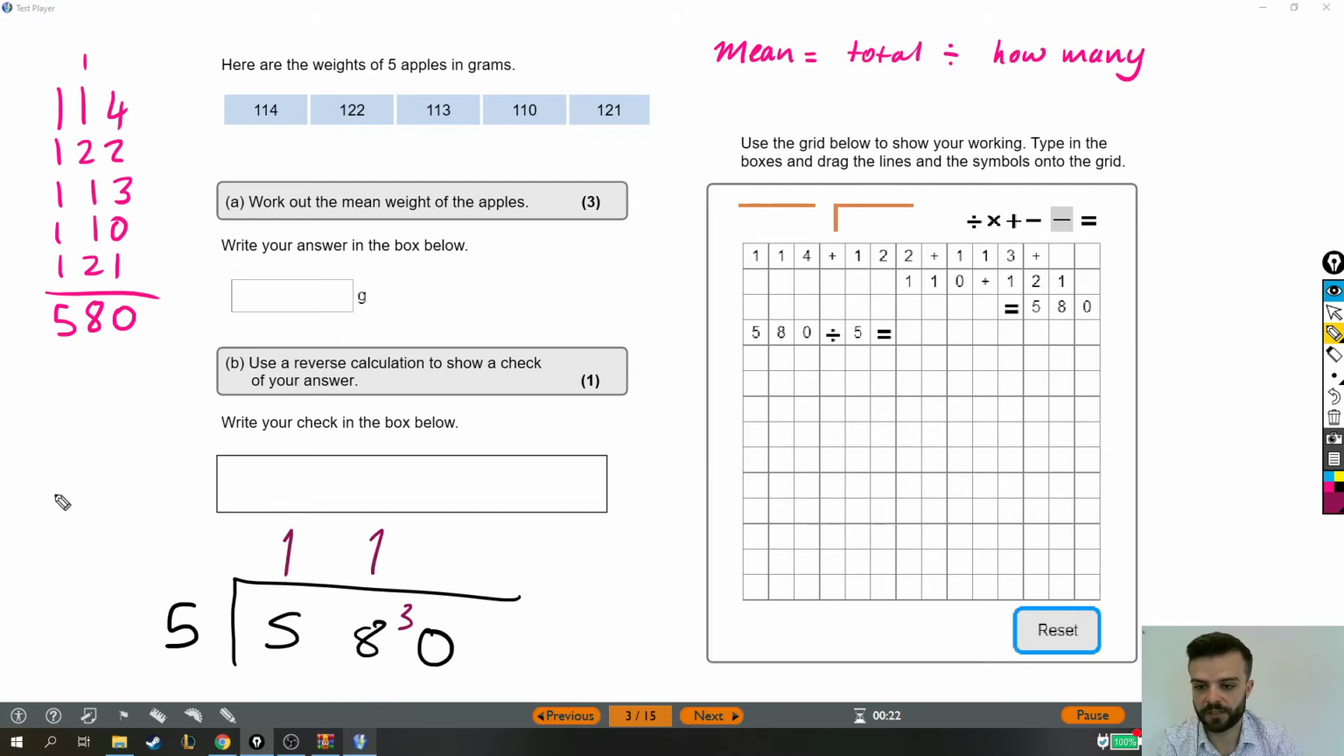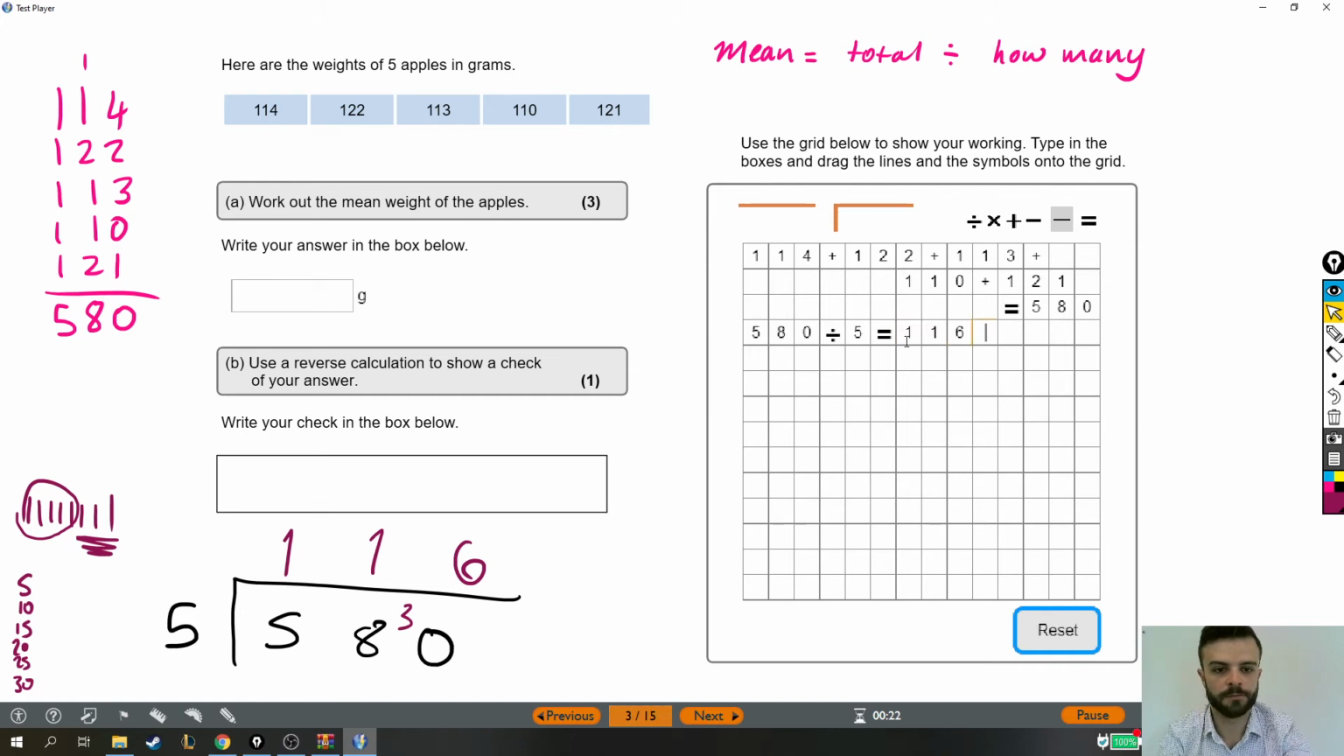If you're not sure why that is, here's a quick picture. 1, 2, 3, 4, 5, 6, 7, 8. We said how many 5s go into it. The answer is 1. There's one group of 5, but 3 of the 8 gets left over. So we carry over 3, and then 5s go into 30. 5, 10, 15, 20, 25, 30. That's 1, 2, 3, 4, 5, 6 times. So 580 divided by 5 equals 116, which means 116 is the mean weight of the apples.